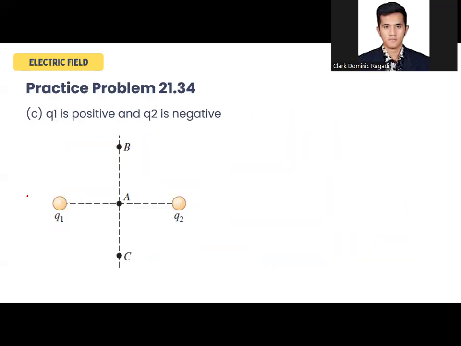So let's have Q1 positive and Q2 negative. Let's start by considering point A. Q1 is positive and Q2 is negative. For a positive charge, the direction of the electric field line is away, so this is EA. And for a negative charge, the direction is towards the charge. So that is EA.